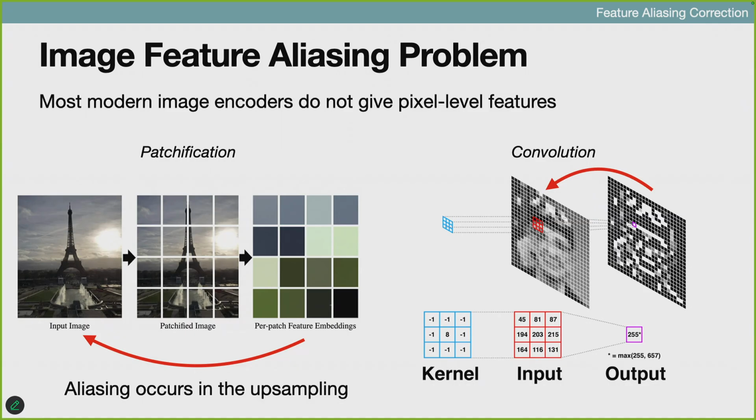So in either case, in order to actually get back values per pixel, we're going to need to upsample in some way. And of course, with upsampling comes aliasing.